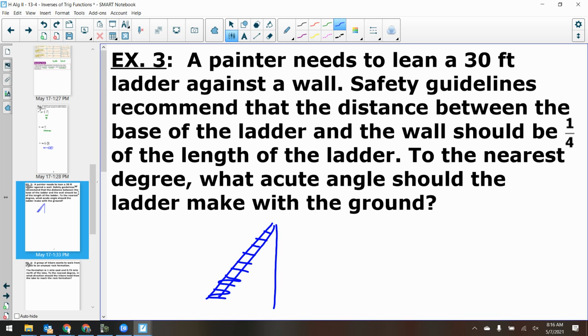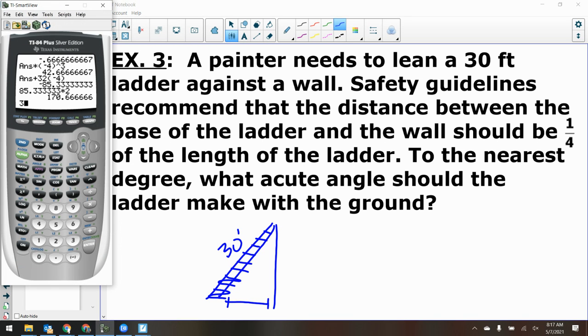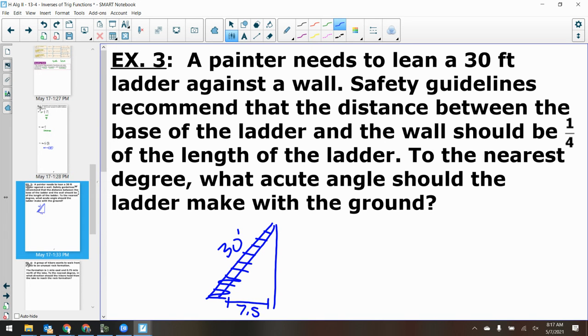Okay, so the painter leans a 30-foot ladder against a wall. Safety guidelines recommend that the distance between the base of the ladder and the wall should be a quarter of the length of the ladder. What is a quarter of the length of the ladder? 30 divided by 4, 7.5. I want to find what acute angle the ladder should make with the ground. I want to find my theta.